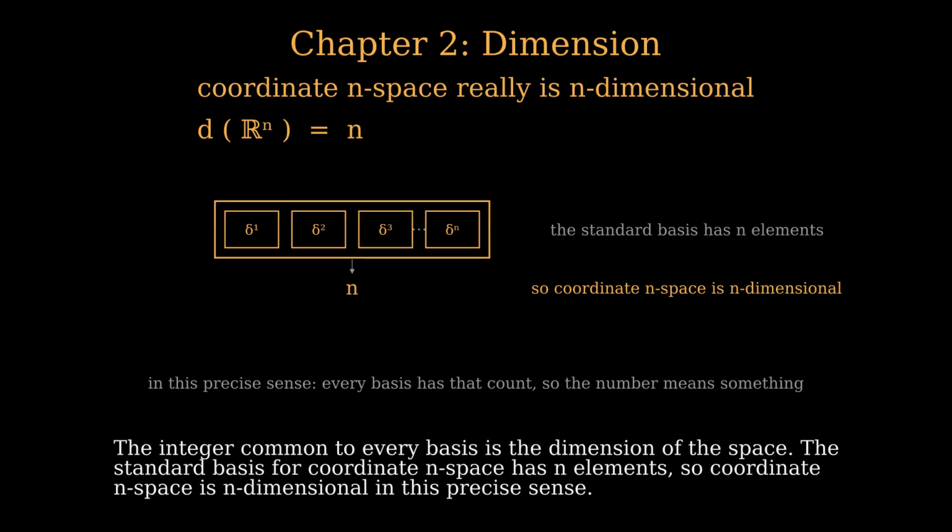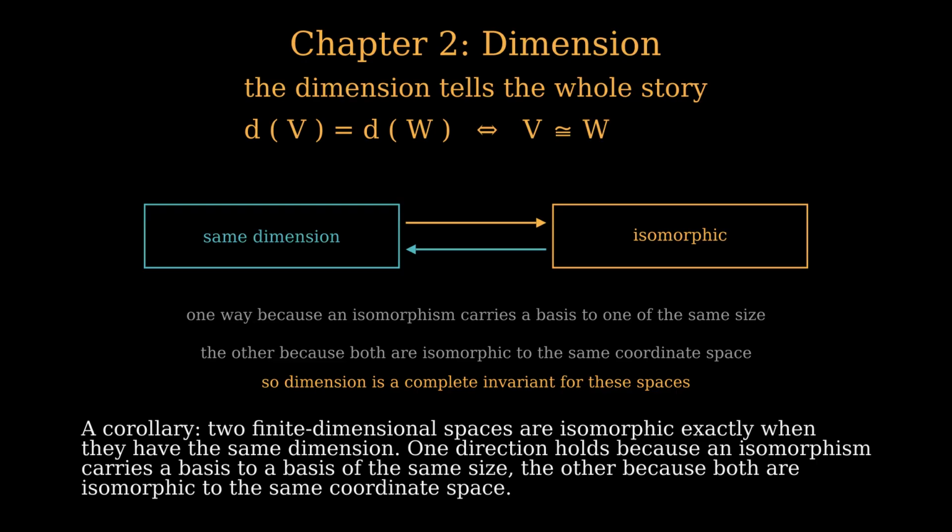The integer common to every basis is the dimension of the space. The standard basis for coordinate space has n elements. So coordinate space is n-dimensional in this precise sense. A corollary: two finite-dimensional spaces are isomorphic exactly when they have the same dimension. One direction holds because an isomorphism carries a basis to a basis of the same size, the other because both are isomorphic to the same coordinate space.